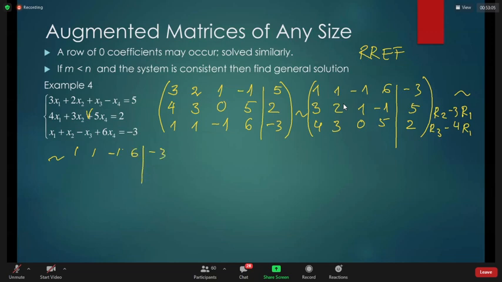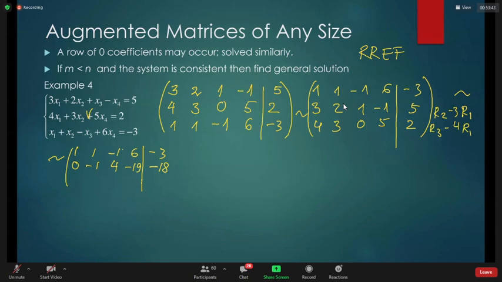6 minus 3. I'm trying to make it smaller, because I know that my screen needs to be bigger. So 3 minus 3 is 0. 2 minus 3 is minus 1. 1 plus 3 is 4. And minus 1 minus 18 is minus 19. And minus 3 minus 15 is minus 18. So there's a lot of arithmetic to be done, and you have to pay attention to many numbers at the same time. You have to be very careful.